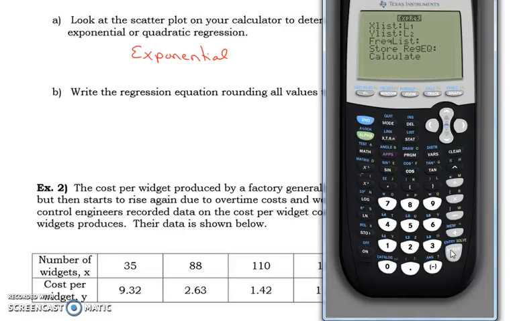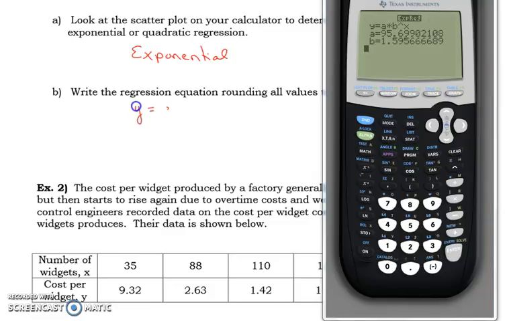Now our data is in L1 and L2 for the X list and Y list. We don't have a frequency list, and we're not going to store the regression equation. So I just go down to calculate. And what I want you to notice is there's the general form, y equals a times b raised to the x. Caret means exponent. And then they give us the value of a, and they give us the value of b. And remember, we're rounding our values to the nearest hundredth. So 0.699 would round up to 0.70 times 1.60 raised to the x. So that is the exponential model that best fits the data for the version number of the program and how many megabytes it is.